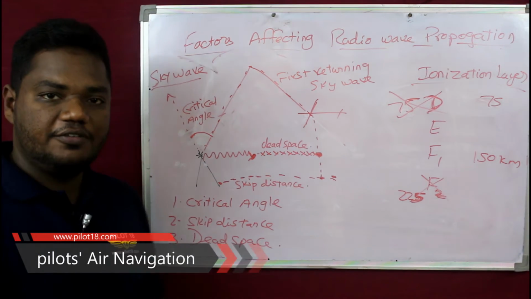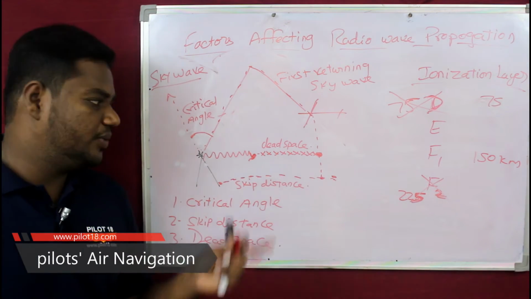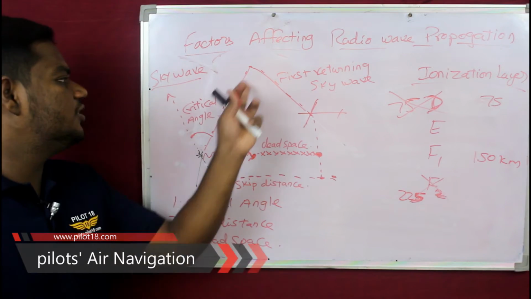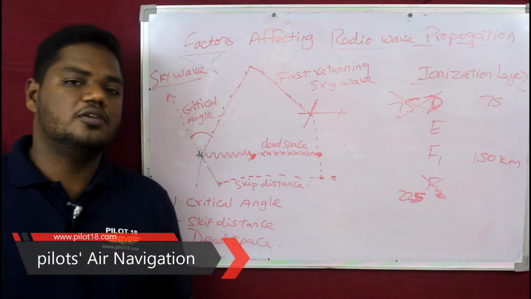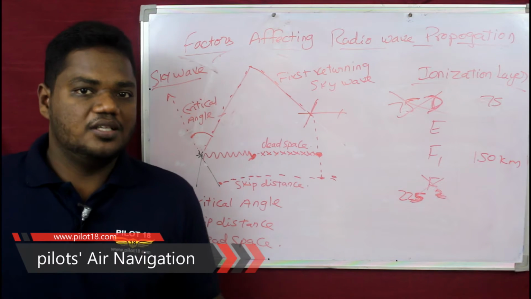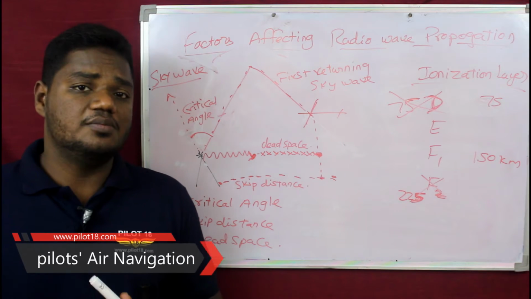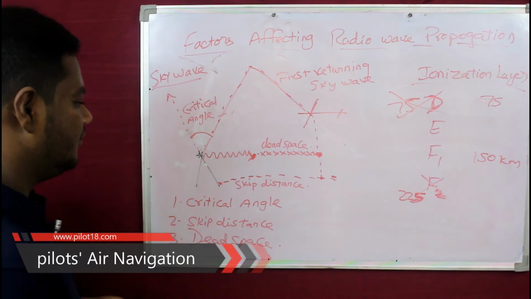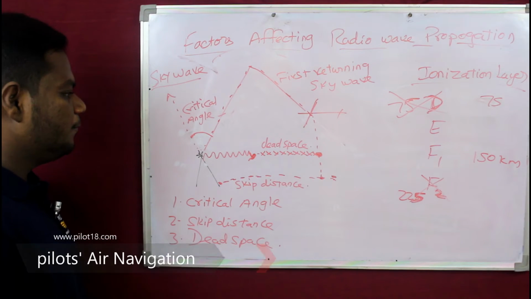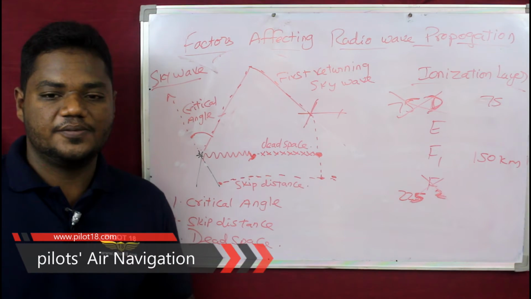Okay, so these kind of definitions you will be asked in a DGCA exam. What is dead space? This place where no ground wave and no sky wave is there. And what is critical angle? The angle at which the first returning sky wave is produced, measured from the vertical plane. And what is first returning sky wave? When the waves at a certain angle refract and come back first, the wave which comes first is known as first returning sky wave. So about sky wave definition you won't be asked much. The main ones are dead space and skip distance, they try to confuse you with these. Okay.